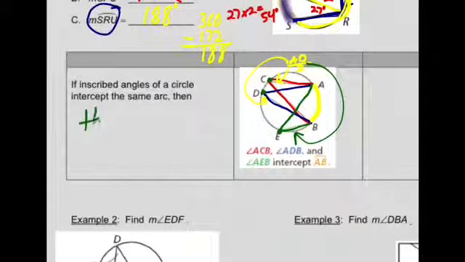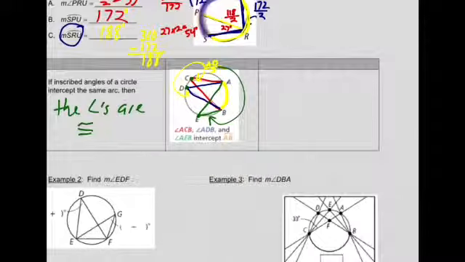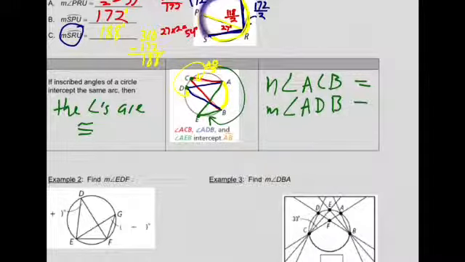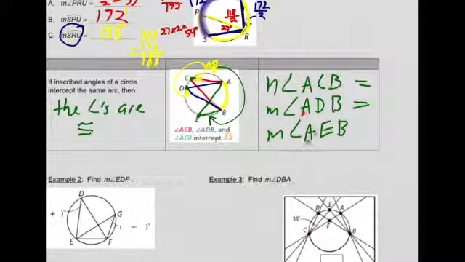So we'll say the angles are congruent, and therefore we can say the measure of angle ACB is equal to the measure of angle ADB is equal to the measure of angle AEB. Notice, guys, that all of these angles share the same endpoints, A and B. It's just the vertex that's different.